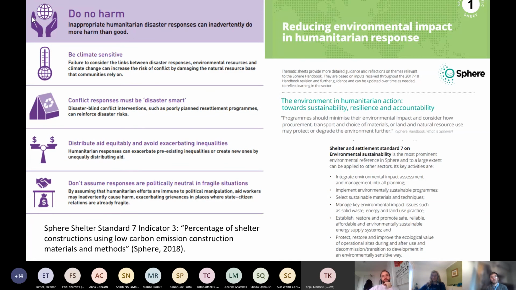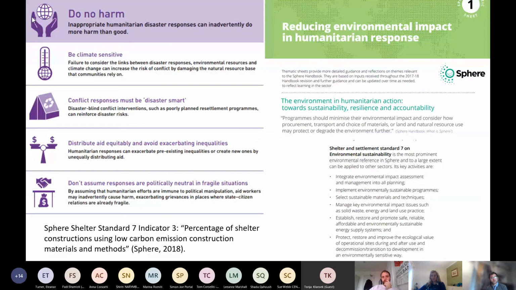And with the update of the Sphere shelter standards in 2018, I believe there was an increased focus on the importance of limiting the environmental impact of shelter solutions, including methods which reduce embodied and operational carbon of selected materials. But currently there's no tool or framework to support the measurement of these impacts. And we know there are some other projects ongoing that are looking at some of these issues, but we think that having a tool to make these decisions quickly is what's currently missing.